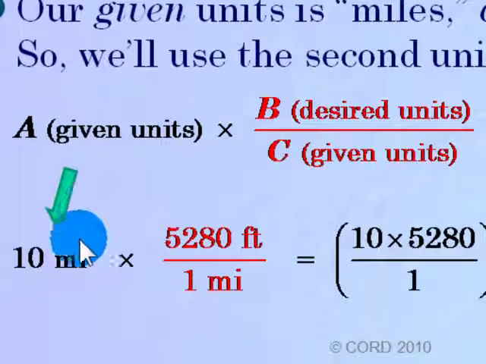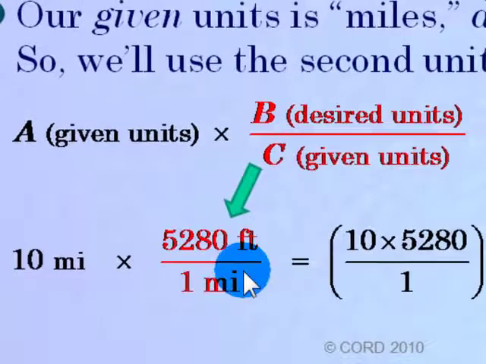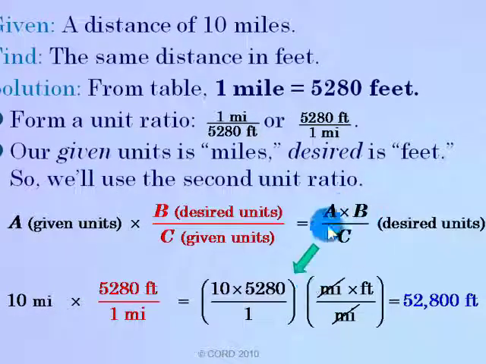So the given unit is 10 miles and the unit ratio is 5,280 feet divided by 1 mile. So here's our unit ratio. And so then we have our values. We pull out the values out of our multiplication. 10 times 5,280 all divided by 1. And we pull out our units. Miles times feet divided by miles. And you'll notice that the miles will cancel just as we wanted them to, leaving us with just feet. And the resulting answer is 52,800 feet.